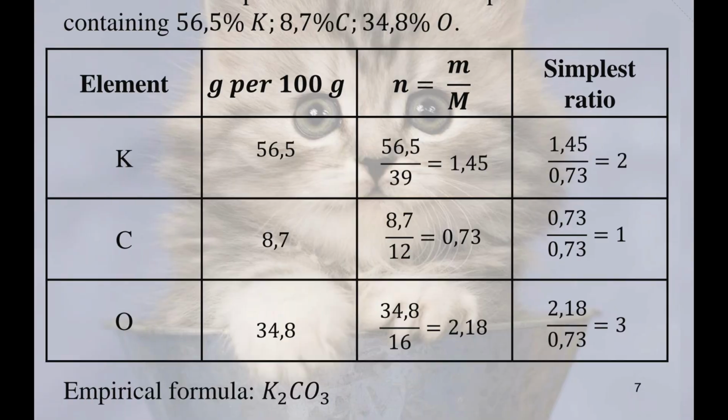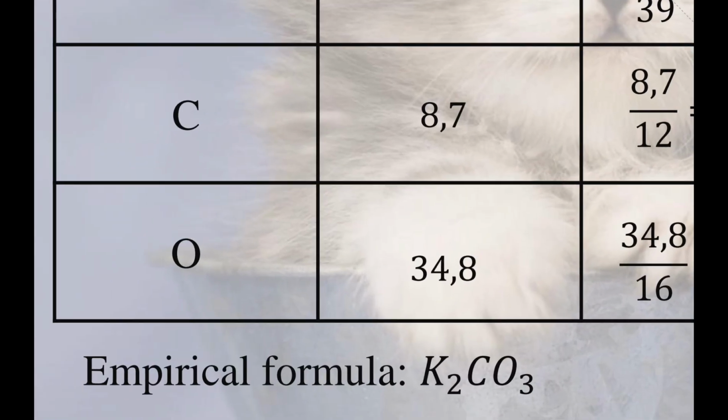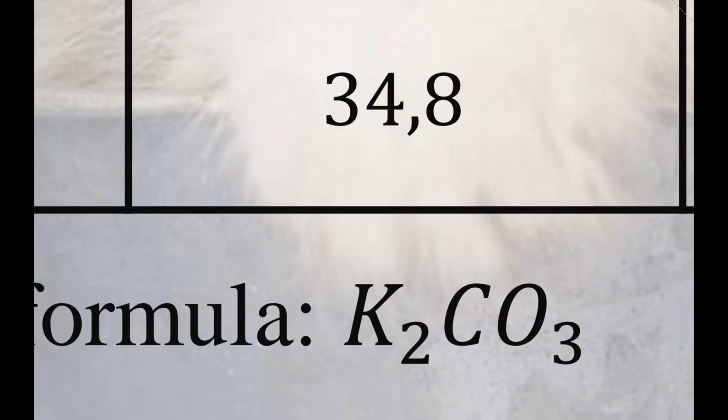And then the way you write your empirical formula, you must write it in this way: K2CO3, which is potassium carbonate.